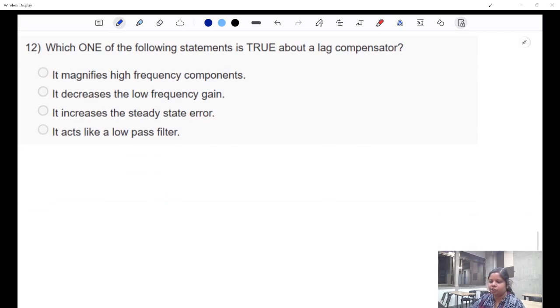Okay. After this, let's move to the next question. Which one of the following statements is true about a lag compensator? It magnifies high frequency components. It does not, right? It attenuates. It does not magnify.